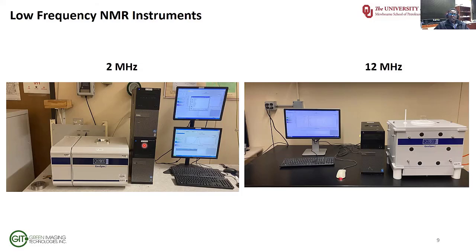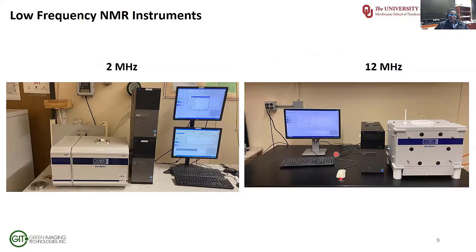For low field, because for oil and gas application, we generally use low field NMR instruments, while the logging tools are generally limited to frequencies around 2 megahertz. In the labs, we can have low frequency instruments going up to 23 megahertz. Here we have a picture of a 2 megahertz instrument and another picture of a 12 megahertz instrument.